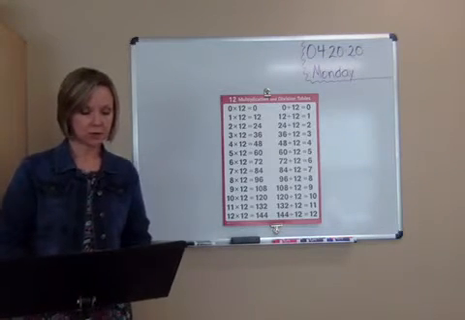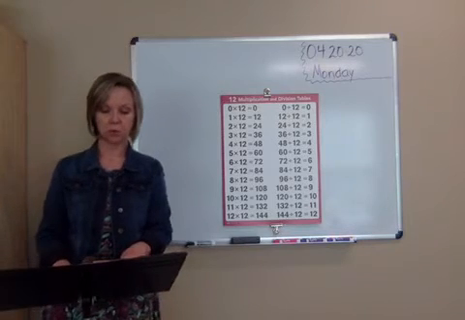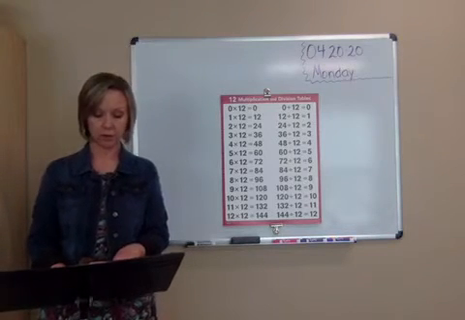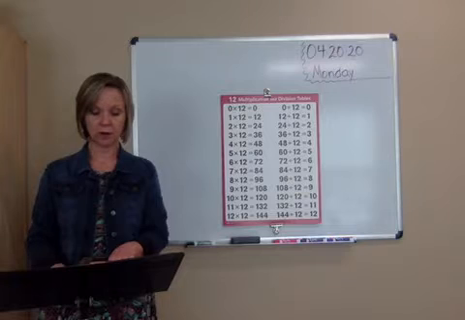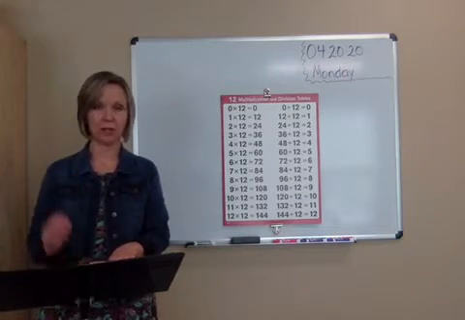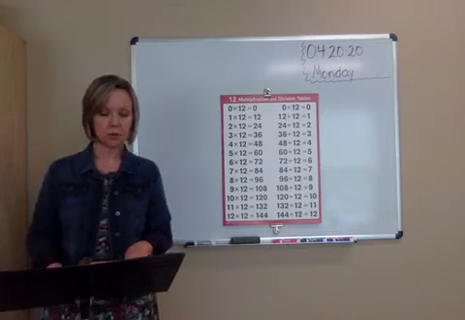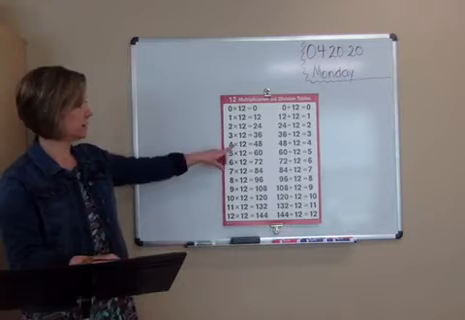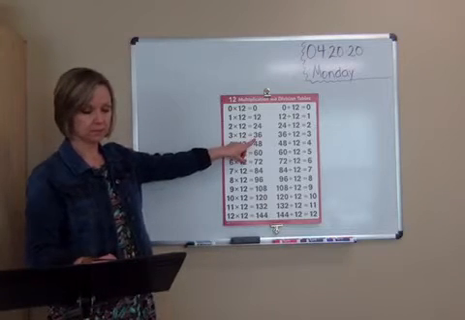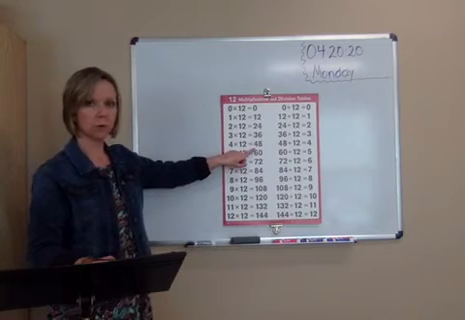1A, 0 times 12 equals 0. 1 times 12 equals 12. 2 times 12 equals 24. So just be sure you're writing in the correct number if you're going to go back to this to use. D, 3 times 12 equals 36. E, 4 times 12 equals 48.